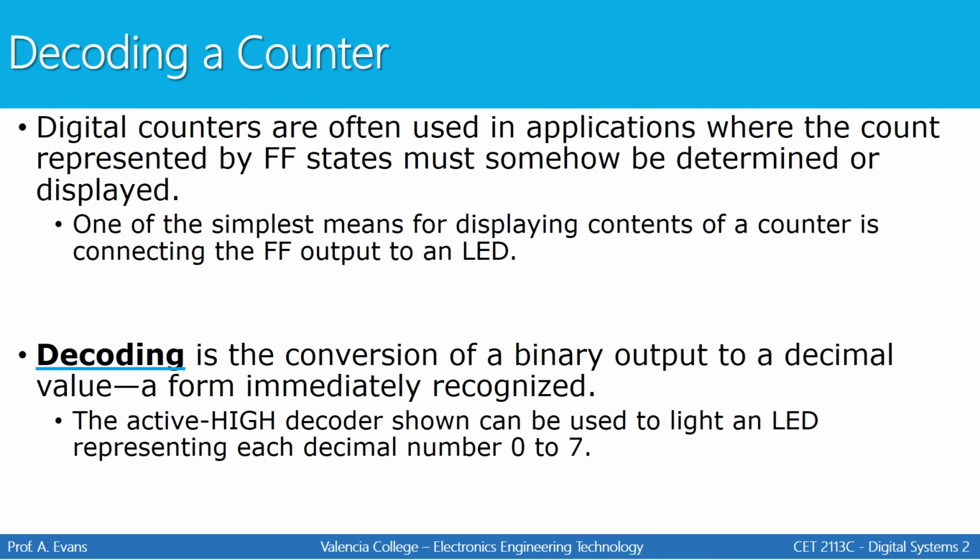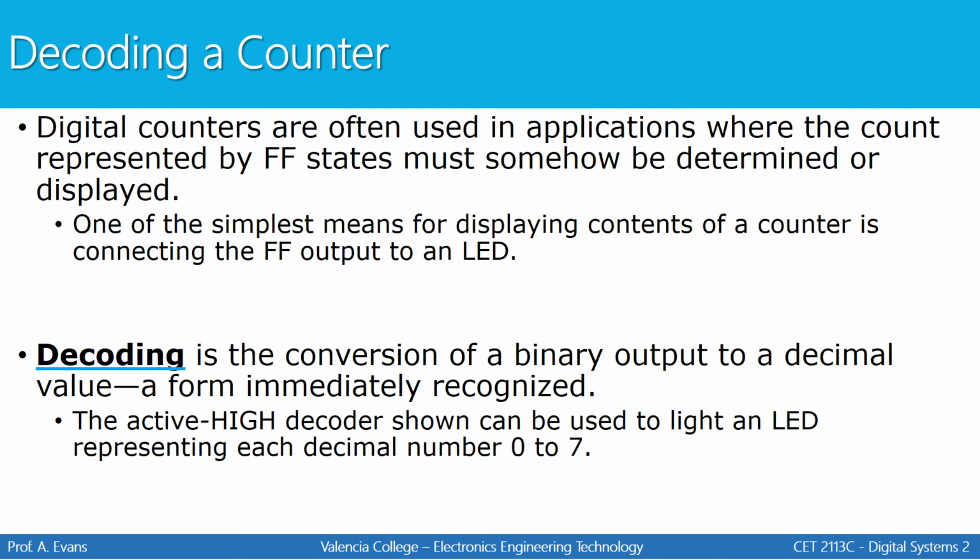Digital counters are often used in applications where the count represented by the flip-flop states must somehow be determined or displayed. Typically, when we display the output of a counter, we just connect each flip-flop to an LED. That's one way to figure out, well, what's the count right now? Decoding a counter is the conversion of a binary output to a decimal value, a form that is immediately recognized. Typically, what that means is that we have one LED to represent one output.